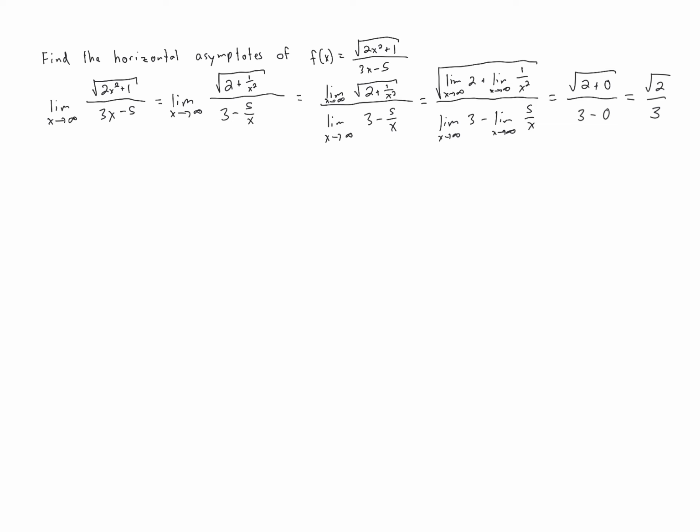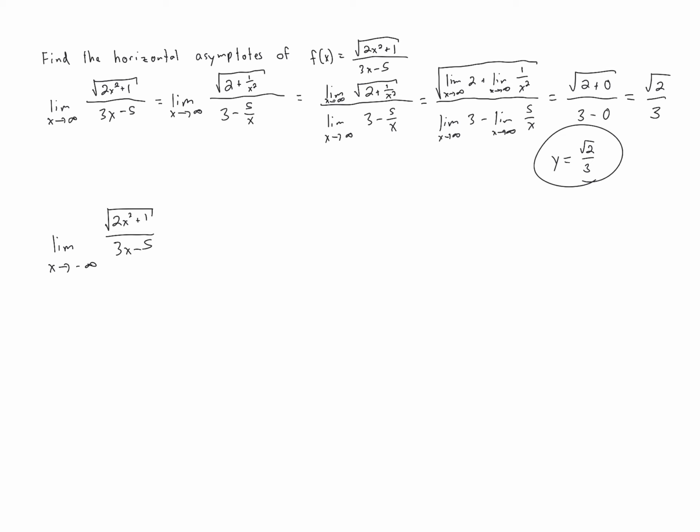So because the limit of our function as x approaches infinity is root 2 over 3, that means we're going to have one horizontal asymptote at y equals root 2 over 3. That is one of them. But we also need to look at the limit as x approaches negative infinity of this function to see if perhaps we end up with a different limit in that direction.